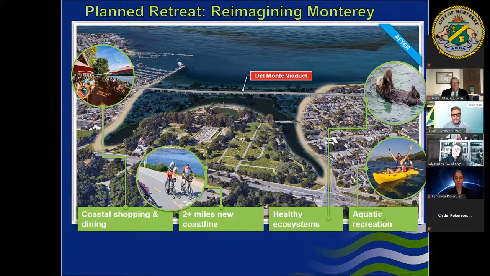And so retreat allows you to actually add, in this case, about 2 miles of new coastline, which adds opportunities for coastal recreation, coastal shopping and dining, adds the opportunity to do ecosystem restoration and new aquatic recreation. So there's economic opportunities that Monterey has from a retreat plan that almost no other city in the state has. And I think that's kind of amazing. Next slide, please.